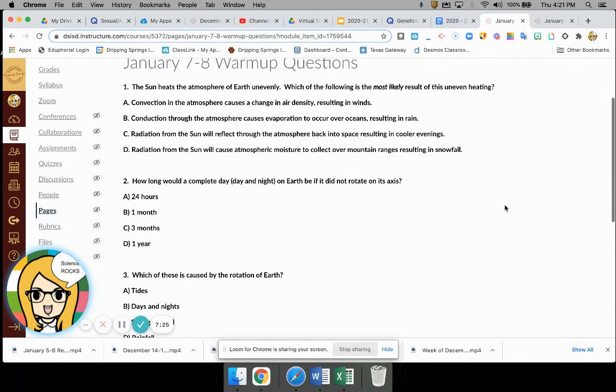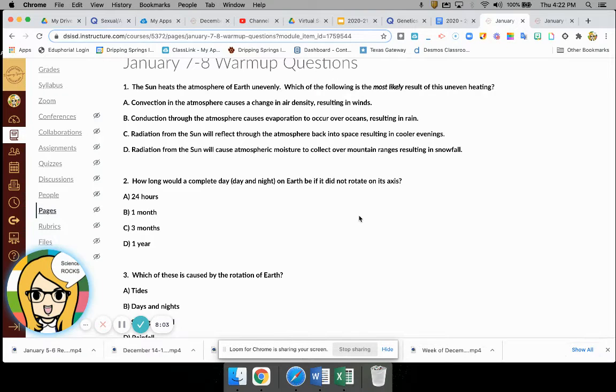Number 1, a little recap. The sun heats the atmosphere of Earth unevenly. Which of the following is the most likely result of the uneven heating? Well, we know that uneven heating of the Earth causes wind and water to begin moving. And that movement of wind and water is called convection. So you need an answer that has convection in it. And the only one that has convection in it is A, convection in the atmosphere causes a change in air density resulting in wind, because wind is simply moving air.